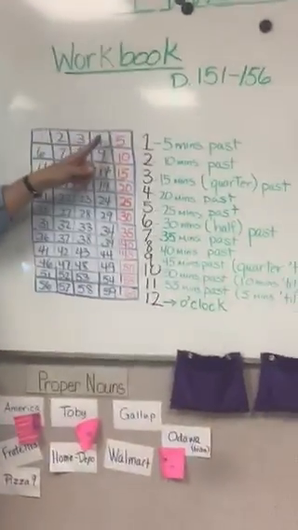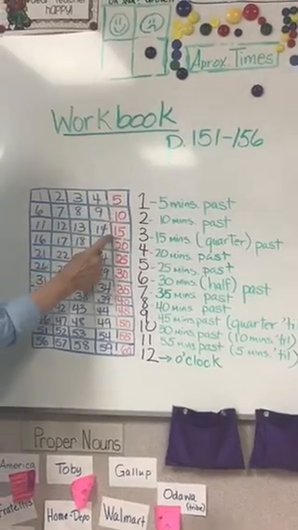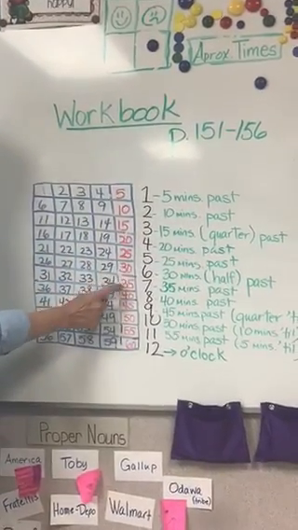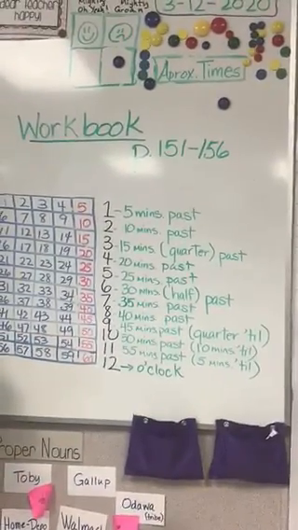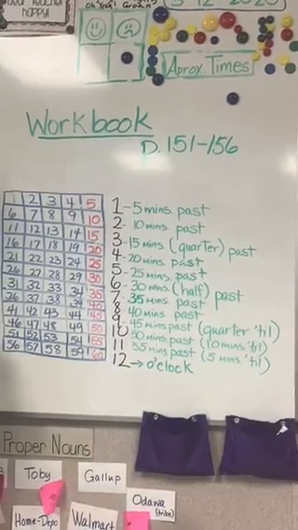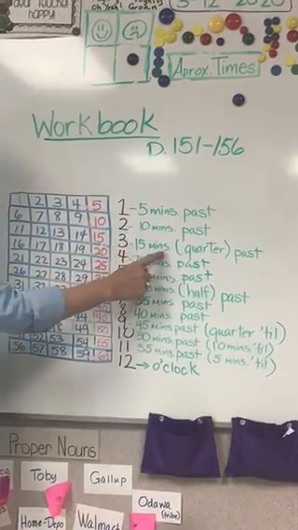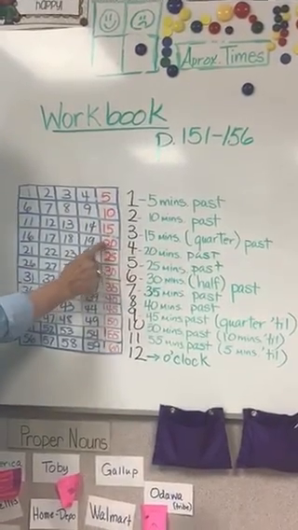Okay? So let's come back over to our chart. Let's try by fives again, just because it's so much fun. 5, 10, 15, 20, 25, 30, 35, 40, 45, 50, 55, 60. I hope you counted with me, and you're going to memorize that for this unit, okay? 15 also means a quarter past.